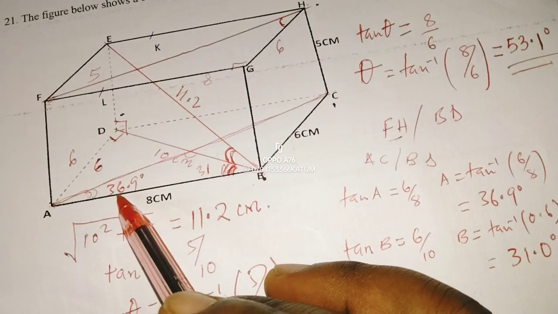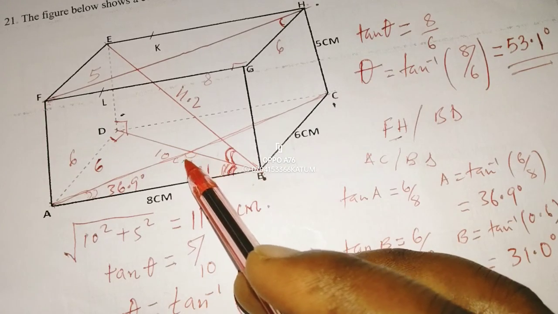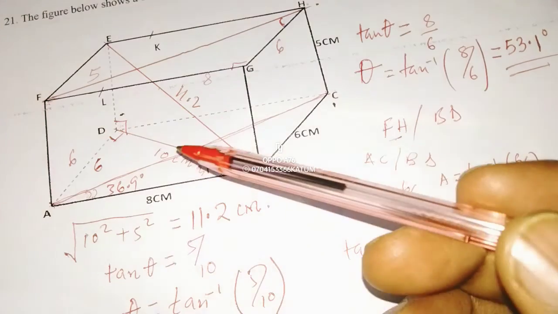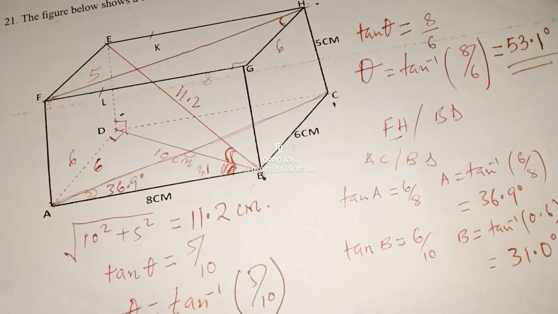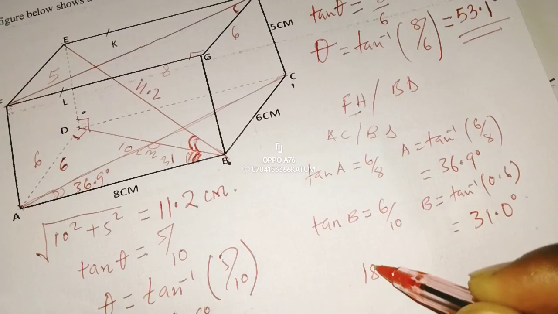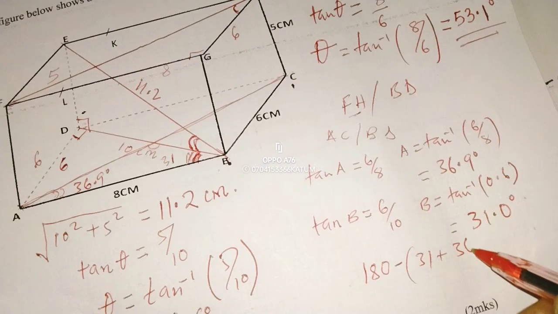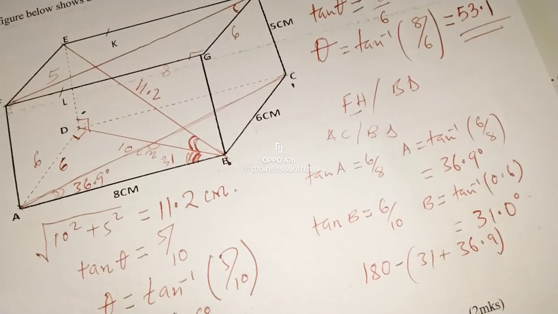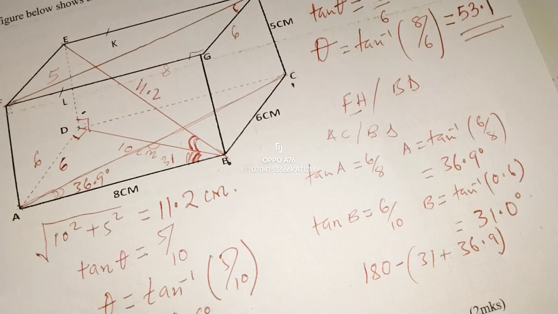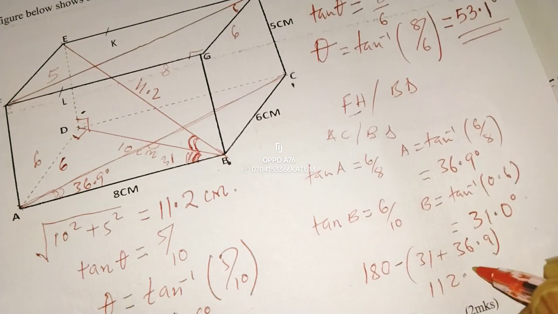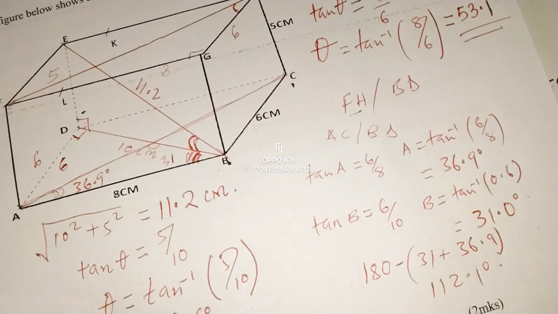Therefore, with the angle here being 31 and the angle here being 36.9, we can get the angle we wanted now. The angle between AC and BD is going to be 180 minus 31 and 36.9. When I take 180 and subtract 31 and 36.9, I'm getting 112.1 degrees.